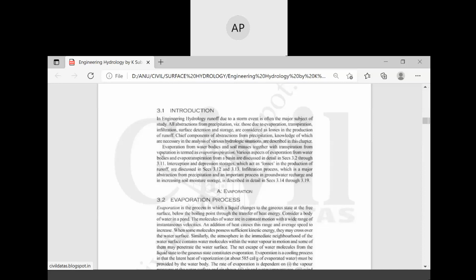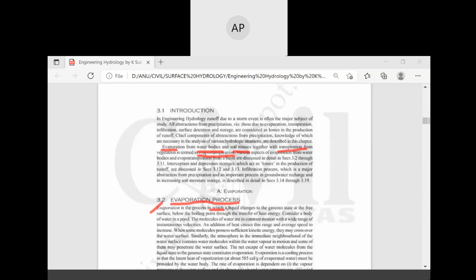So previous chapter it is divided. So evaporation. Let me annotate first. Yes, evaporation from the water bodies and soil masses together is called transpiration, and it is termed as evapotranspiration. So evaporation process. How evaporation takes place?